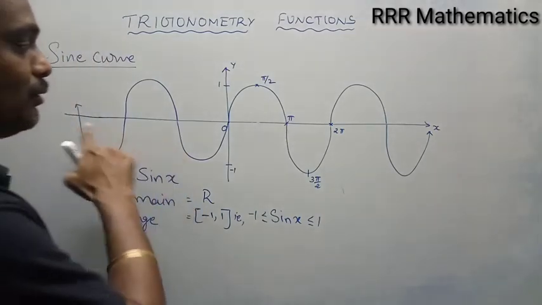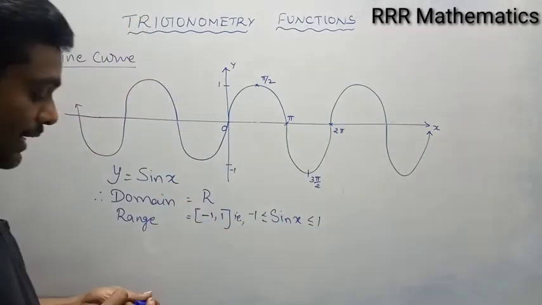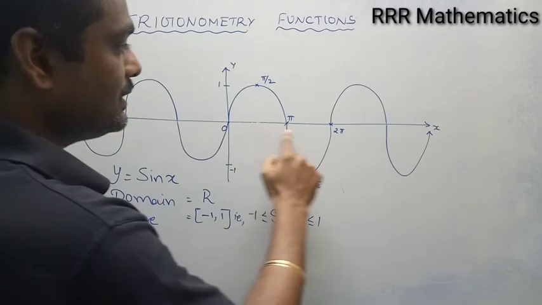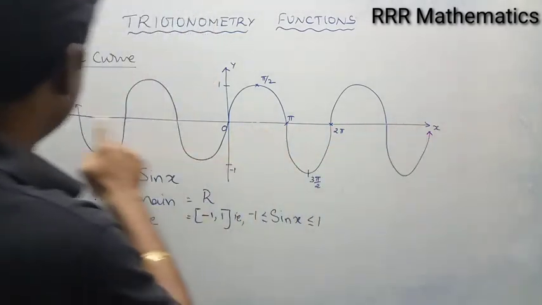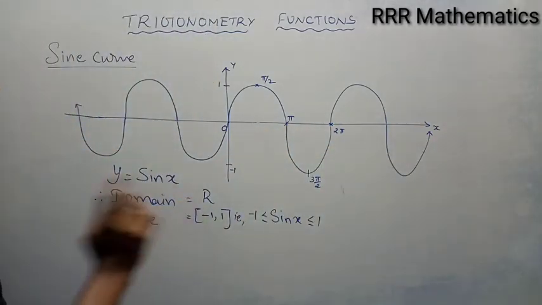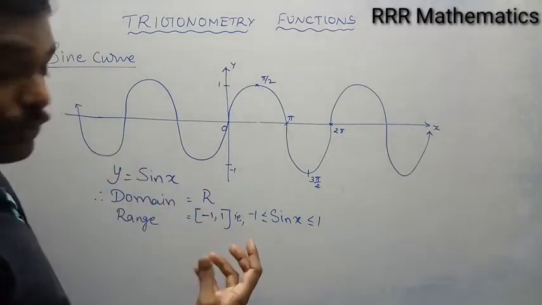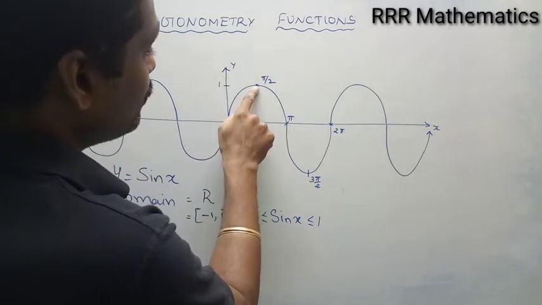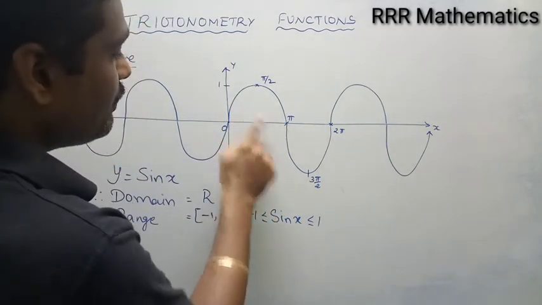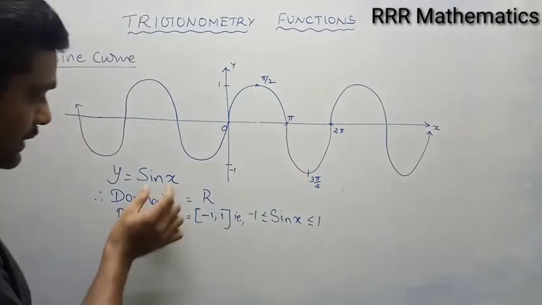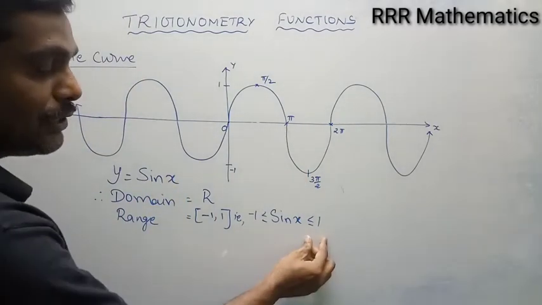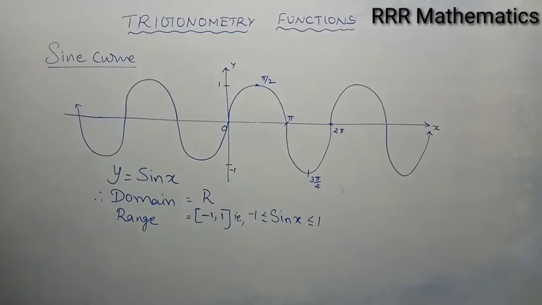So in this case the domain is R. Why am I saying R? Because the value of x in this curve goes to this end and goes to this end. That is why the domain is R. Range, the output: the maximum value of sine x is plus 1 and the minimum value is minus 1. So the value of sine x lies between minus 1 to plus 1. This is the range.